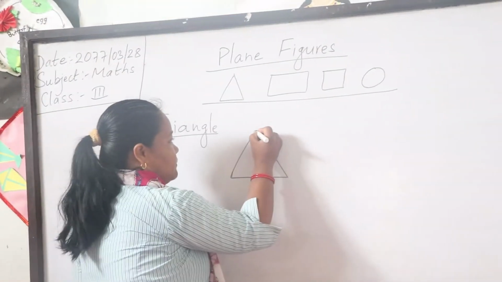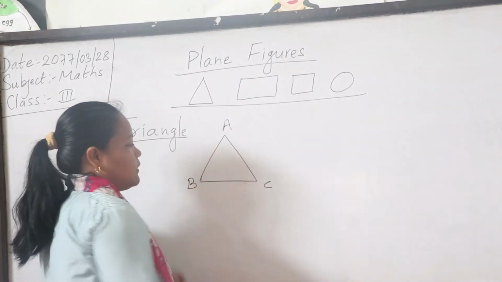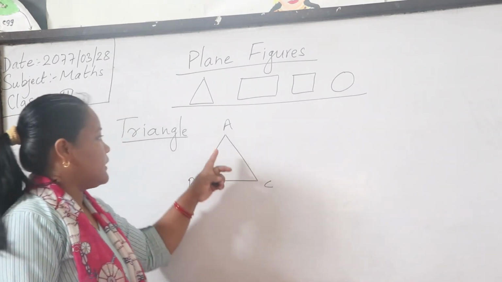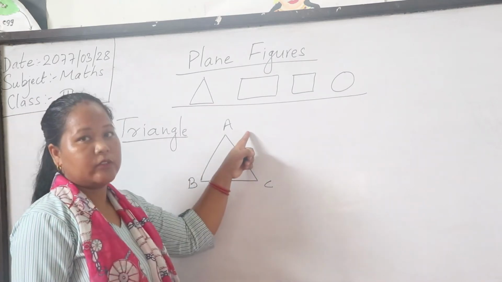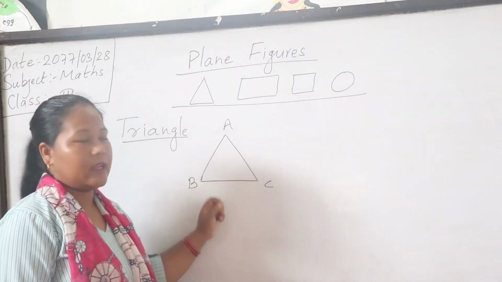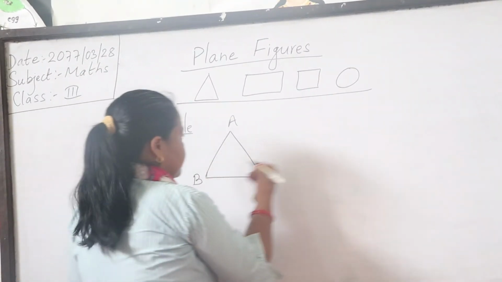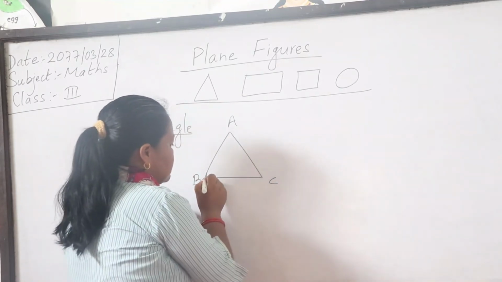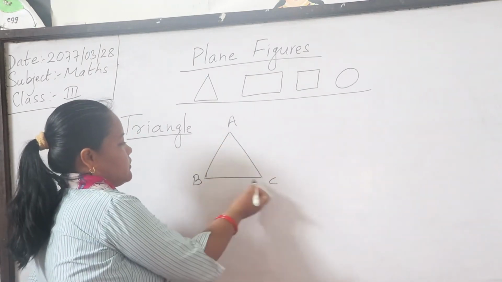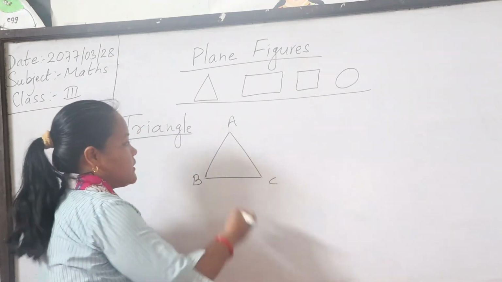Let's name them A, B, C. Look, this is triangle ABC, and it has 3 line segments. If we join these 3 line segments to each other, we get a closed figure, and that figure is called a triangle. This triangle has 3 vertices, 3 points: A point, B point, and C point.